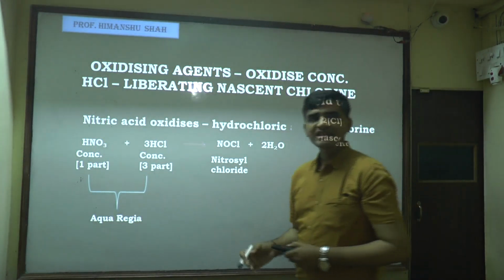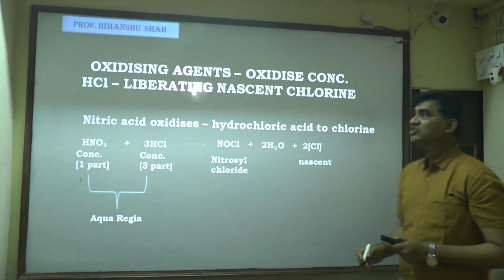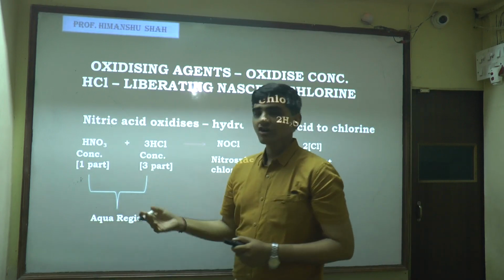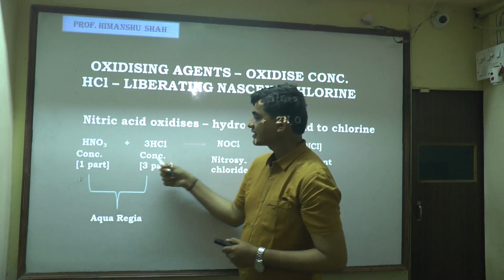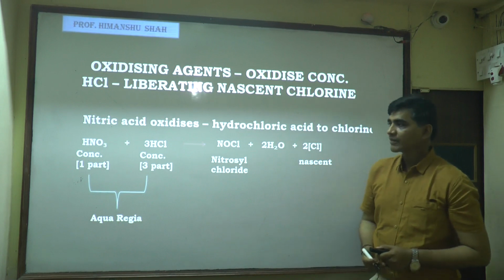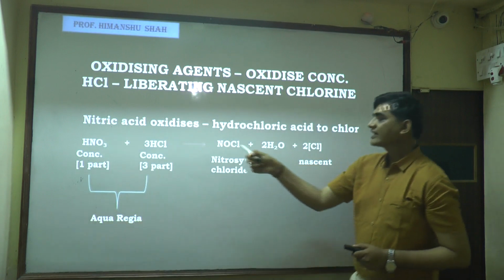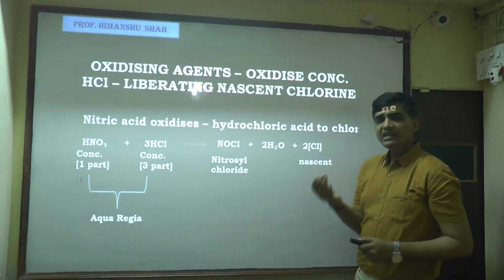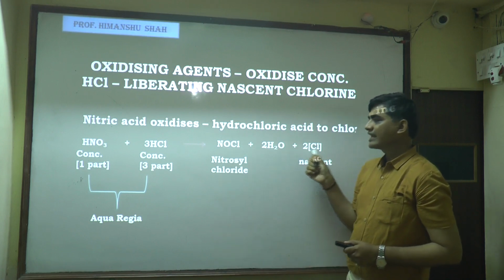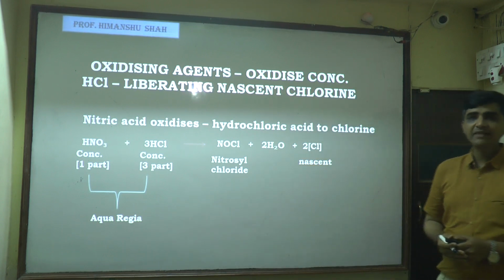Now we are moving towards the last part of the chapter: the uses of hydrogen chloride and how aqua regia can be made using hydrochloric acid. Aqua regia is a mixture of concentrated nitric acid and concentrated hydrochloric acid in the ratio 1:3. In that, nitric acid is an oxidizing agent which oxidizes HCl into nascent chlorine. Nascent chlorine means highly unstable, highly reactive. It forms NOCl, water and nascent chlorine. Aqua regia is used to dissolve noble metals like gold and platinum.